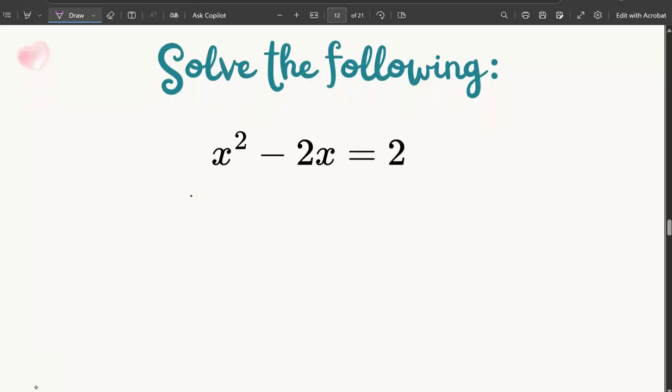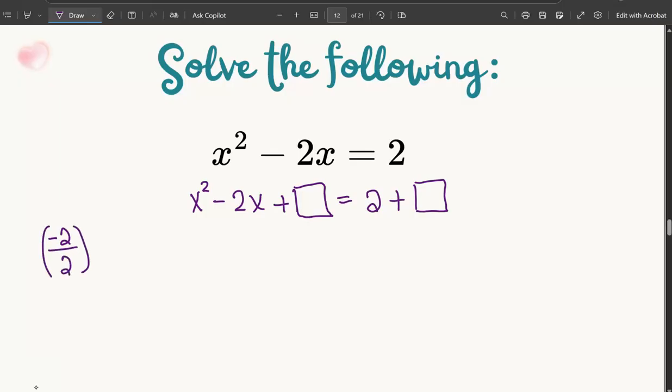So here I'm going to put this in the right format of x squared minus 2x plus a box is equal to 2 plus a box. Notice that your constant is on the right-hand side. I'm going to figure out what goes inside the box by taking half the middle term and squaring it.